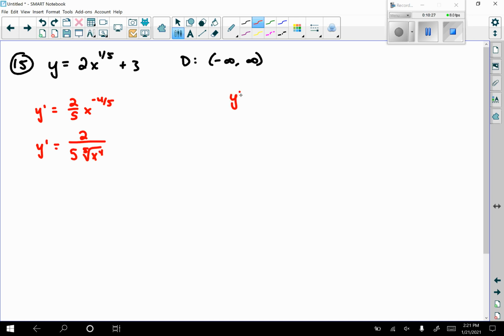So where is y prime equal to 0? Our fraction is equal to 0 when our numerator is equal to 0. Our numerator is 2. 2 can never equal 0, so never. Now, where is our first derivative undefined? And that's when x is going to equal 0.